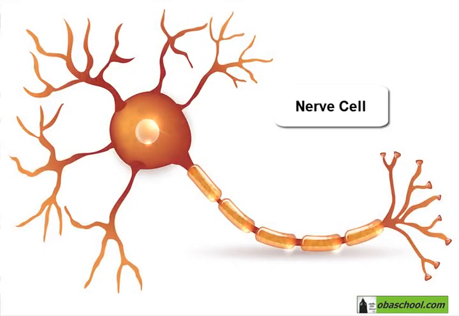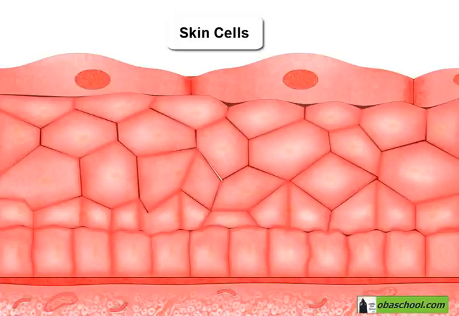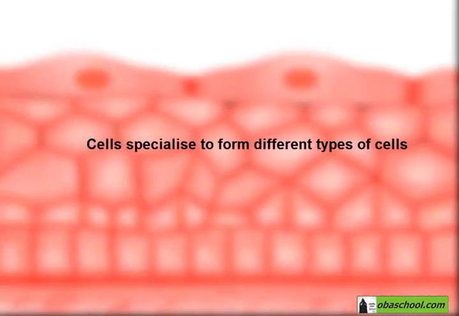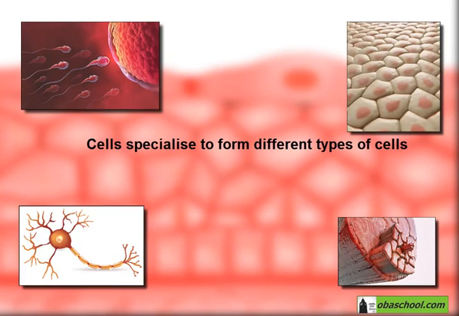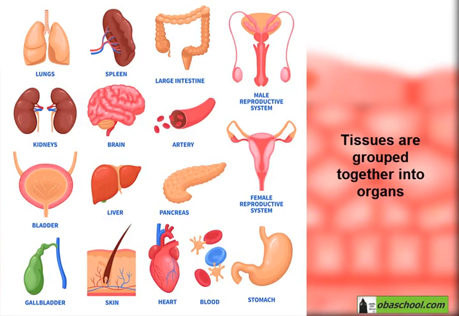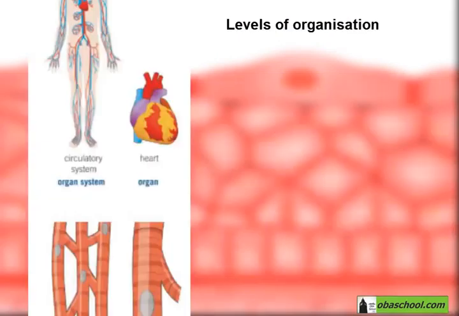Like, for example, nerve cells are different from muscle cells, which are different from skin cells. Cells specialize to become different types of cells, and once they do that, they are grouped together into tissues. The tissues are then grouped together into organs, and the organs are then grouped together into organ systems. This organization helps increase efficiency in multicellular organisms.